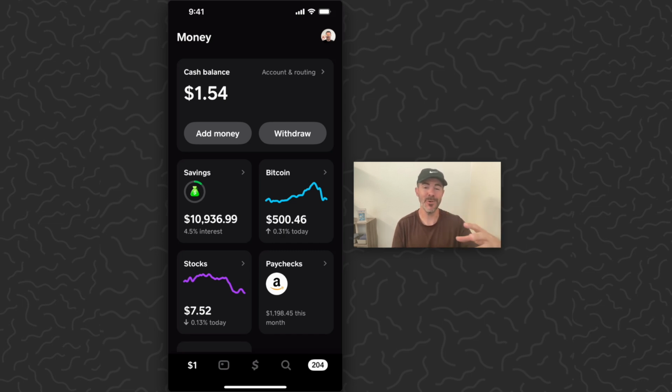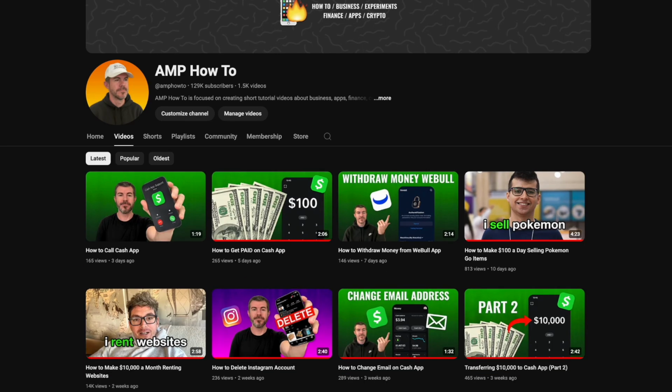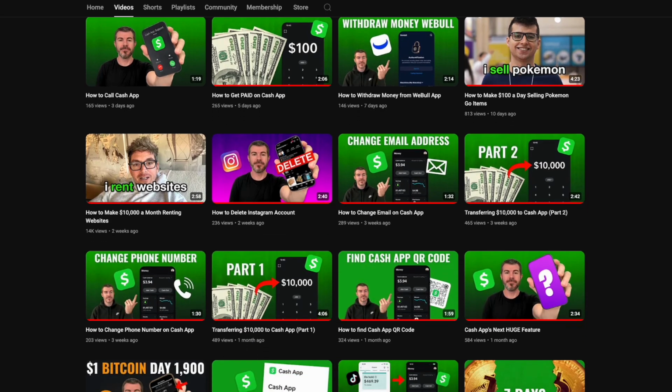So the starting point is kind of your cash balance. You can transfer money to and from your bank to this cash balance, and you use your cash balance to participate in the other features on the app: savings, Bitcoin, stocks, credit card, etc. And if you want to learn how to use any of these other features, you can check out the tutorial videos on my channel where there's hundreds of them for Cash App.